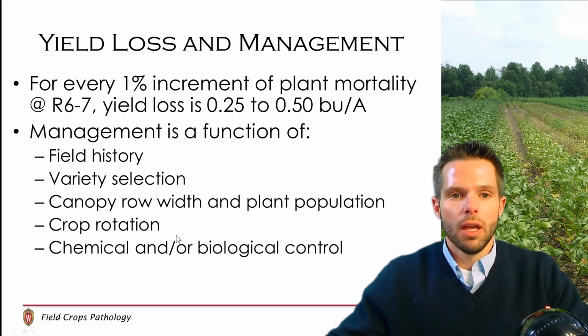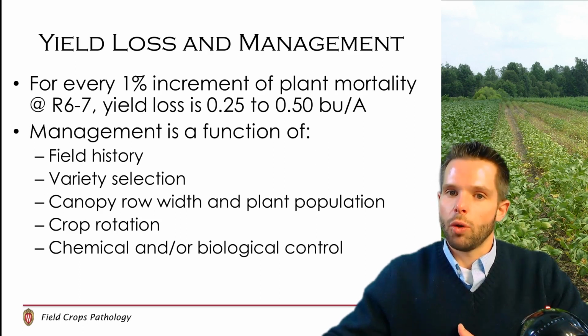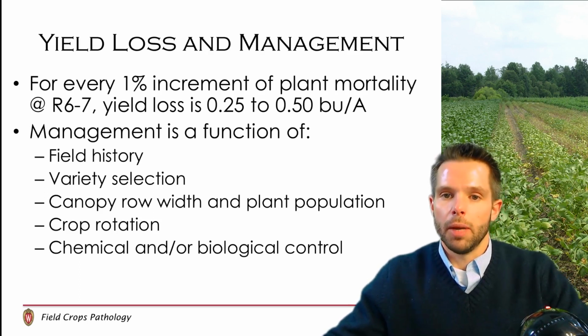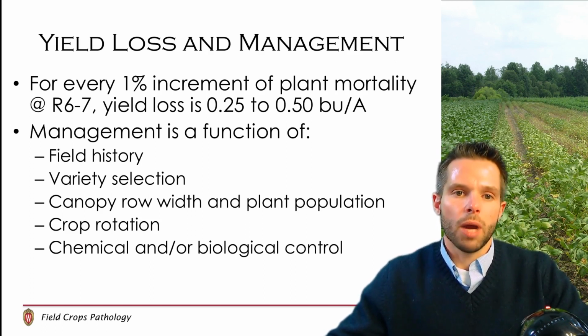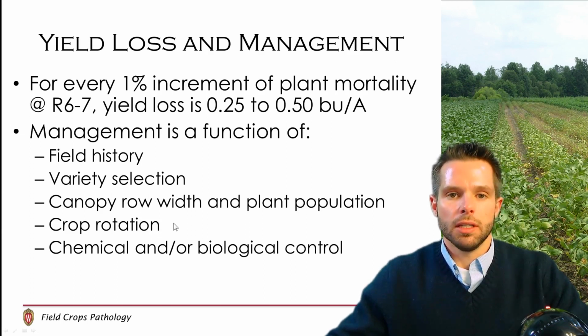Crop rotation can be somewhat important, although the sclerotia, which give rise to the apothecia, those sclerotia are actually the survival structures, and they can survive quite a period of time in the soil environment. Some literature says up to 10 years, and so crop rotation might not be as useful for this particular disease as it might be for some other diseases, but still can be important.